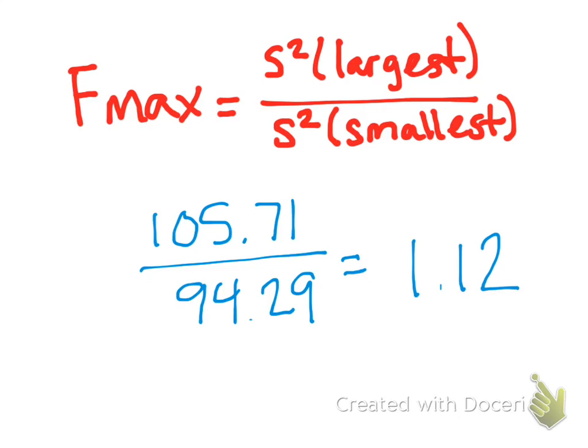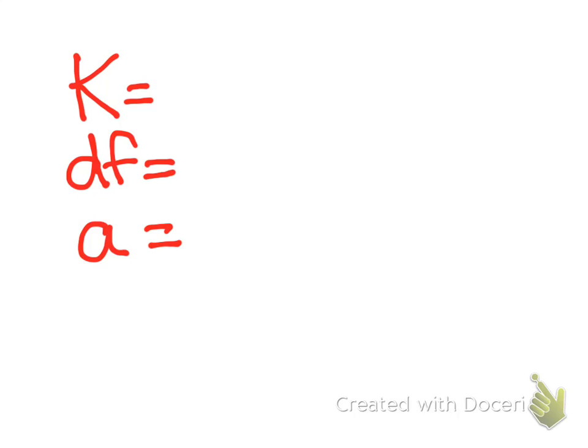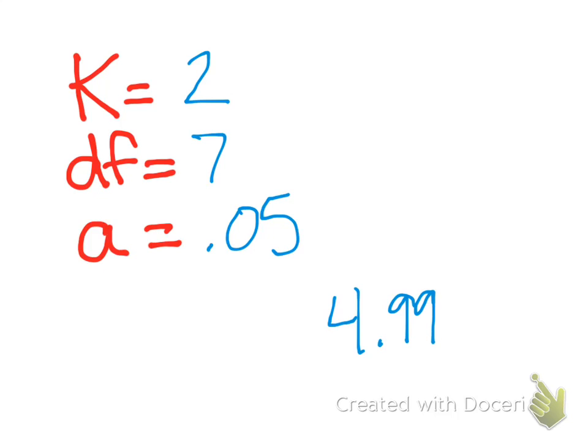Okay, now we need to know our critical value for our Fmax test. We need to know the number of separate samples, that's going to be 2. The number of degrees of freedom in each of our groups, so in that case this is going to be 7, and we need to know our alpha value, which we said is 0.05 for this test. And if we look it up on the Fmax table, we get a critical value of 4.99, which is significantly greater than the value we got of 1.12.